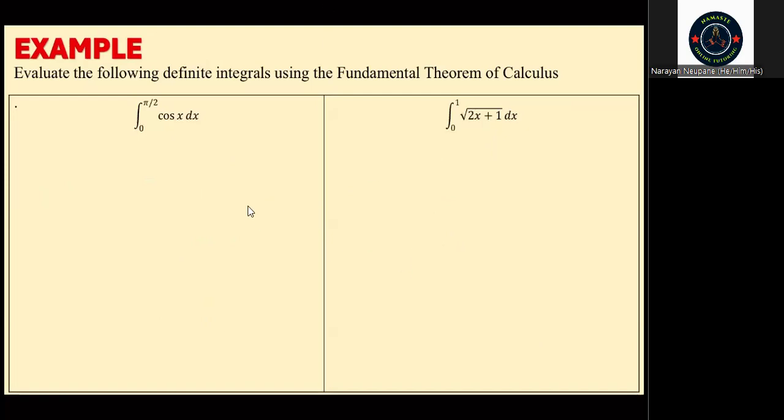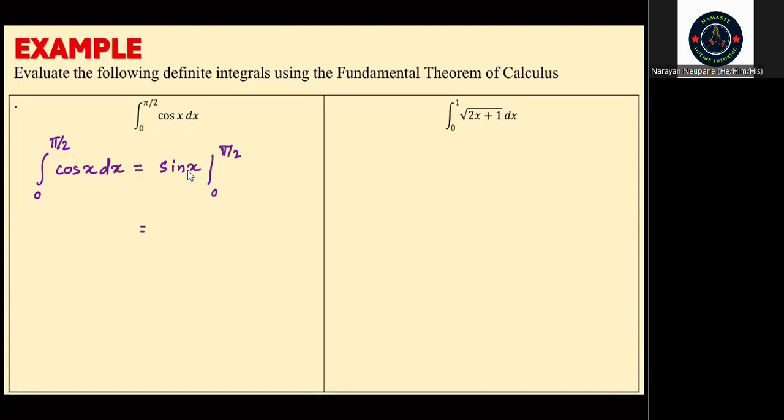Okay, now comes the next set of problems. If we look at the first one, we have the integration from 0 up to pi over 2 of cosine x with respect to x. We know that the derivative of sine x is cosine x. So the integration of cosine x will be sine x if you use the reverse process. So sine x, and we have to evaluate this between 0 and pi over 2 using the fundamental theorem of calculus. So what do we do? We plug in the upper limit, subtract, and plug in the lower limit.